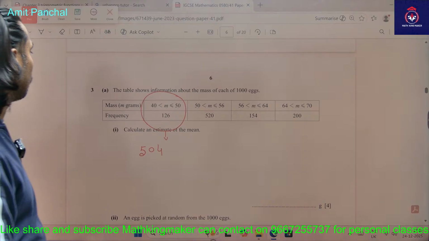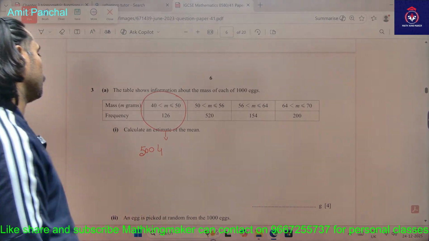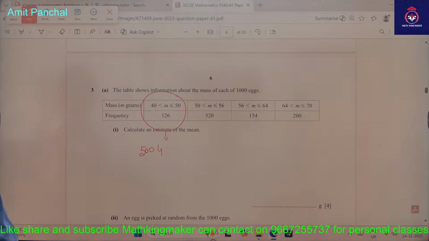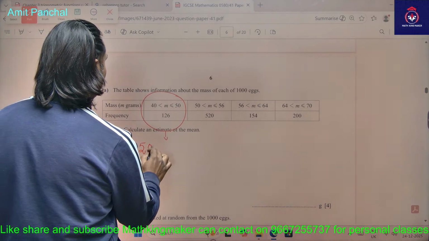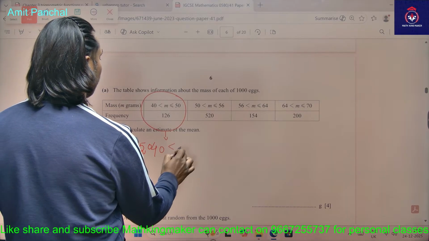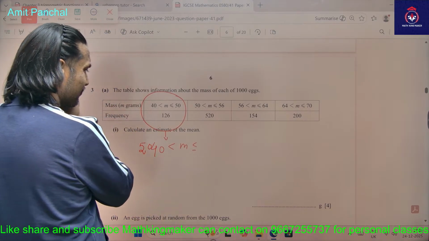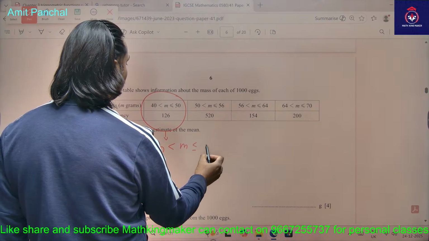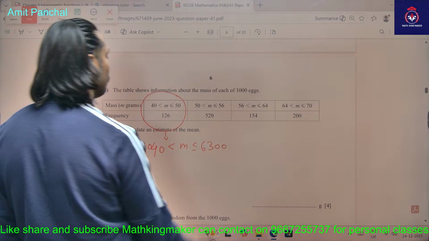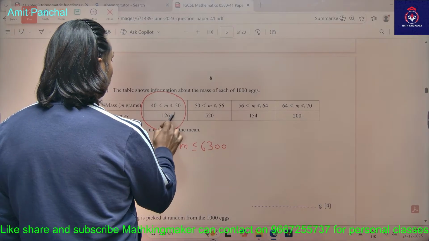126 by 40, right? Yeah, 5004, that's what the calculator says. Wait, not 5004. Sorry, 5040. So that mass will be, how much should it be, times 50. 6,300. Okay, so that is the mass for 126 eggs.